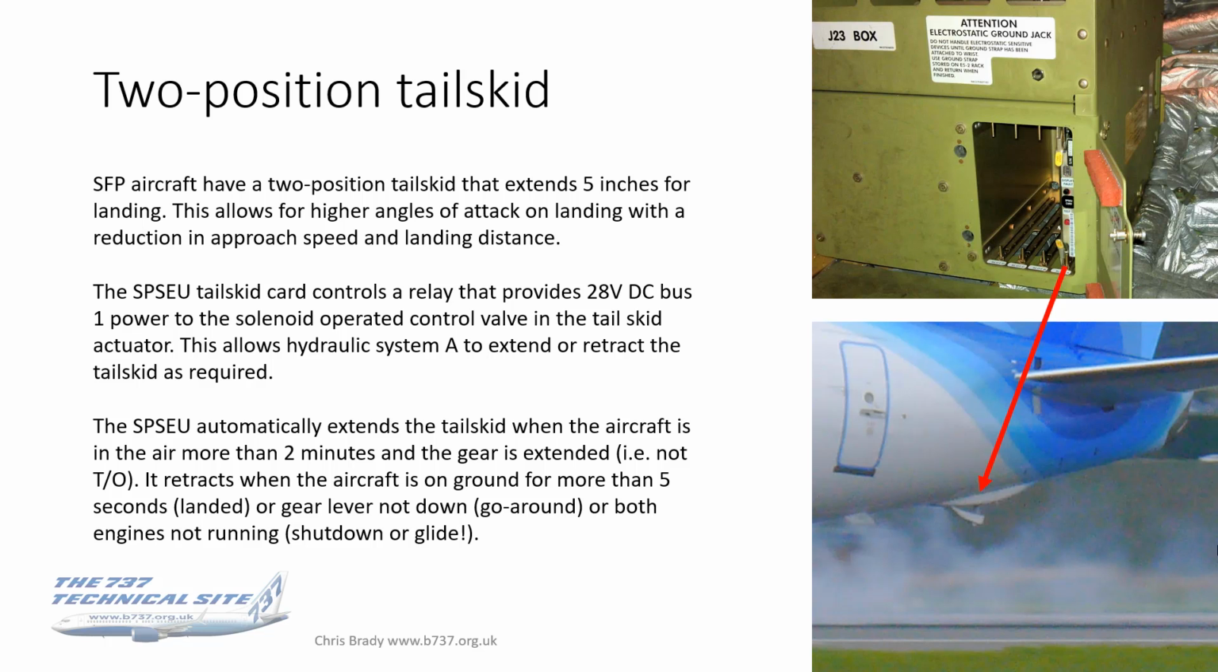It'll automatically extend the tailskid when the aircraft's in the air for more than 2 minutes and the gear is extended. So in other words, not takeoff, i.e. landing. It retracts it again when the aircraft's been on the ground for more than 5 seconds, or the gear lever is not down, i.e. a go around, or both engines are not running, shut down, or oddly enough, in a glide.